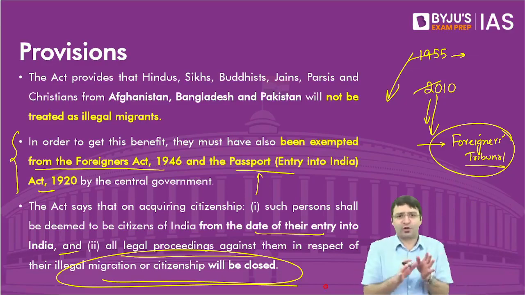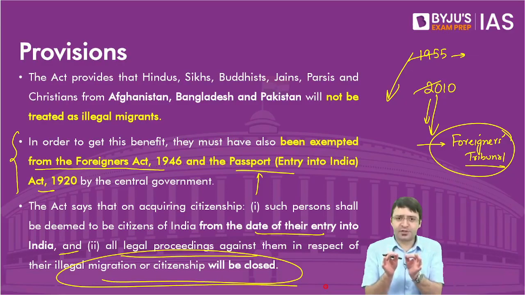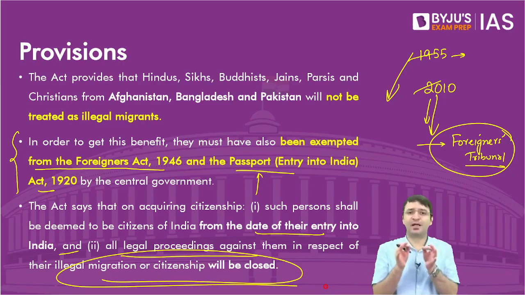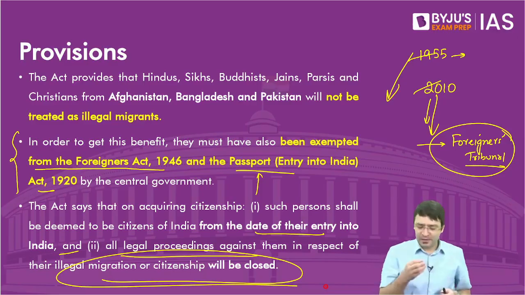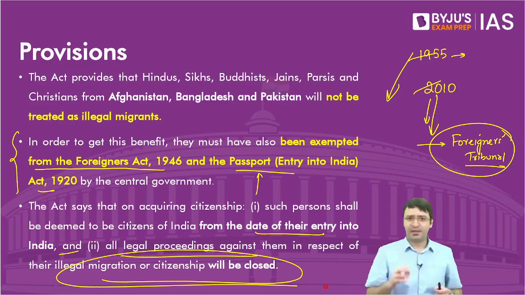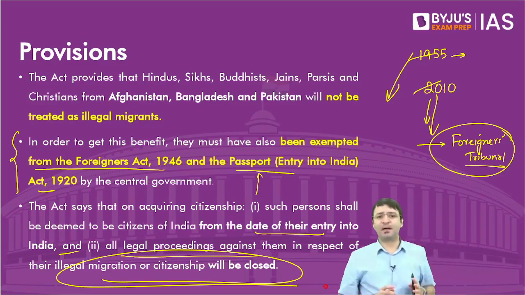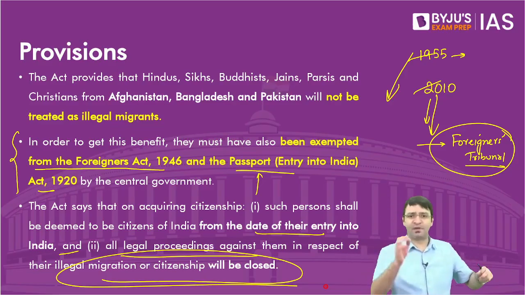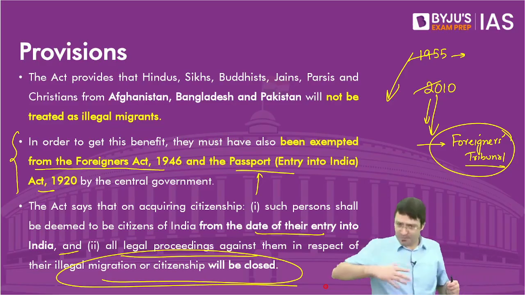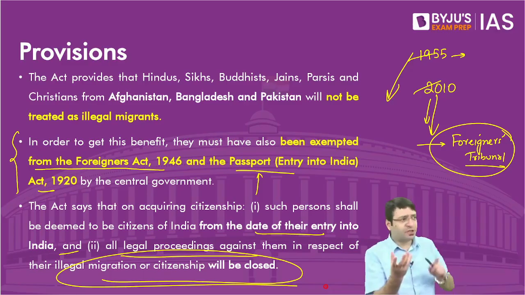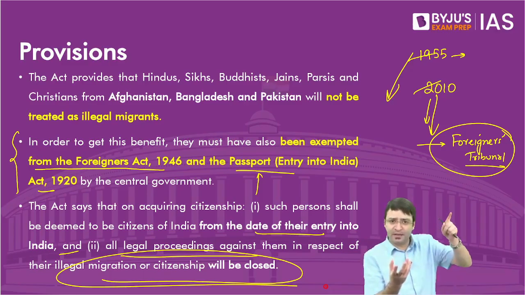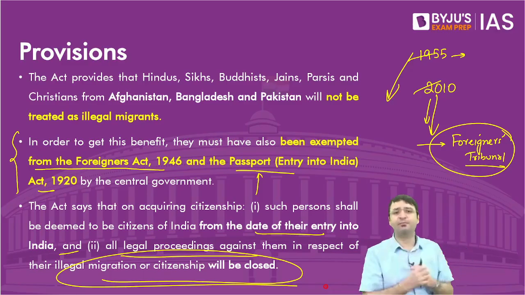Long story short, what is the Citizenship Amendment Act of 2019? This was the promise of the BJP in its election manifesto, that illegal migrants from Pakistan, Afghanistan, Bangladesh, belonging to 6 religious minorities, we will give them citizenship. But for that, a law is to be passed, which means the Citizenship Act is to be amended. This was amended in 2019.